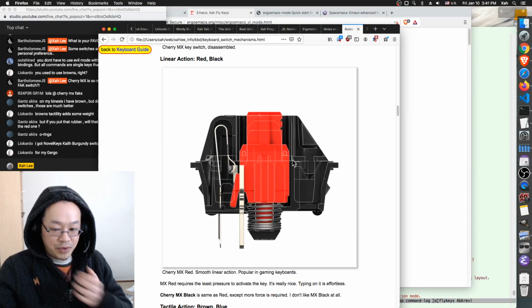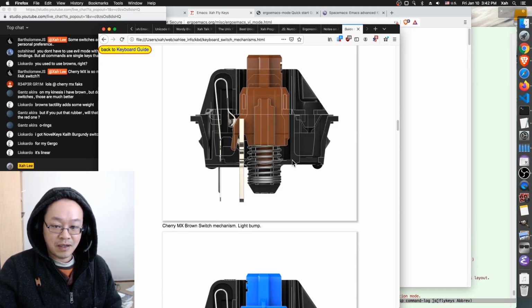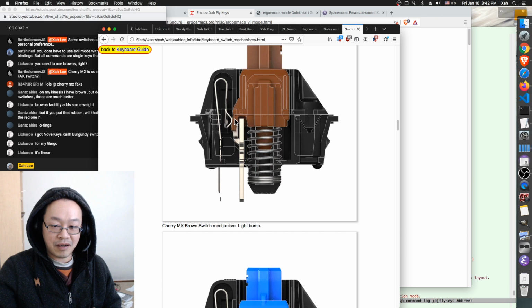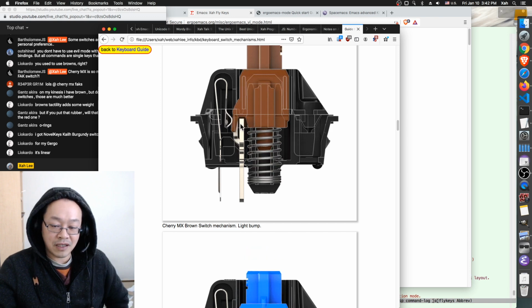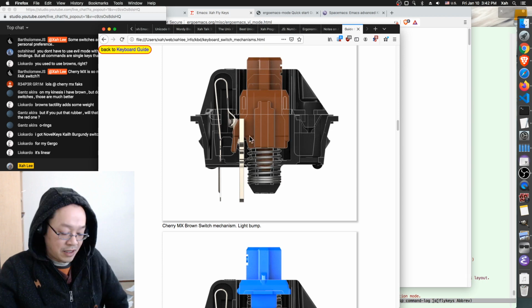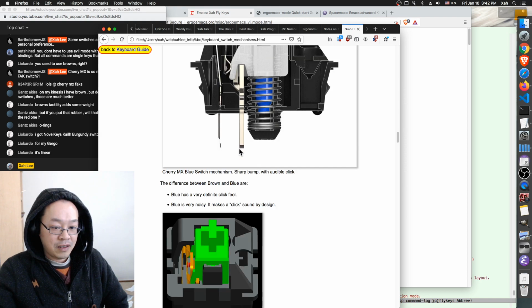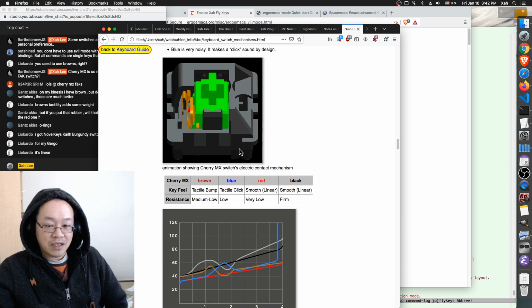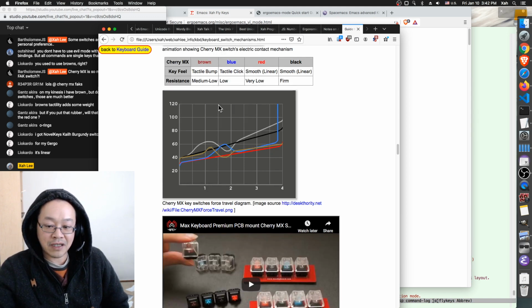So here's a picture of the mechanism. Brown's got this click. You see that over there? That is the click. That's what made it click. And Blue's got a click too, but more clicky. So this is a linear switch. Linear switch, I think, is fantastic. And this is an optical switch. Optical switch is fantastic.